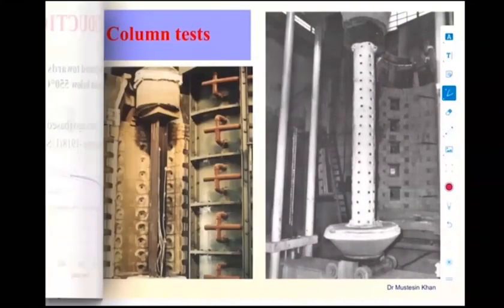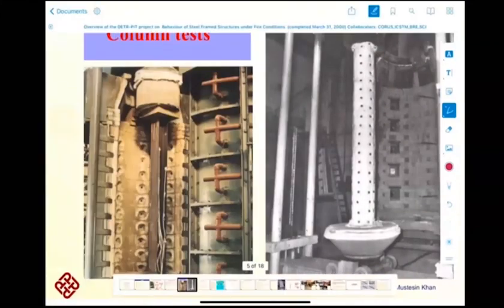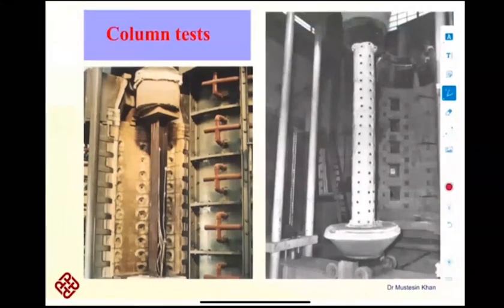This is a typical setup which people use to conduct standard fire tests. This is a setup to test a column. A column is the vertical member in a structure. As I have shown you, if this is a building, this is a beam where the vertical load is acting. This vertical member is a column.